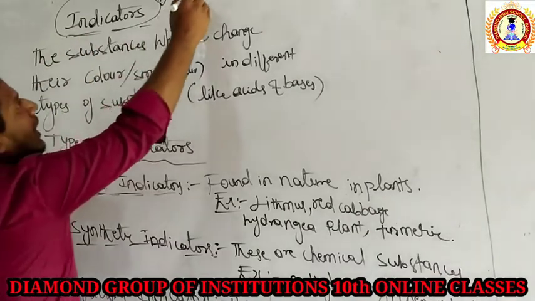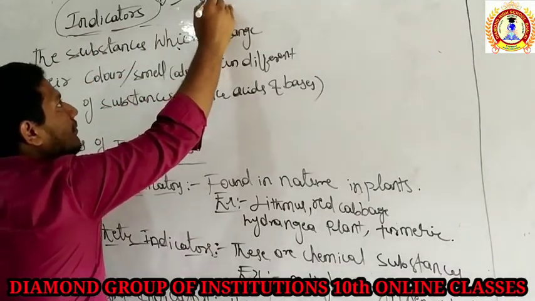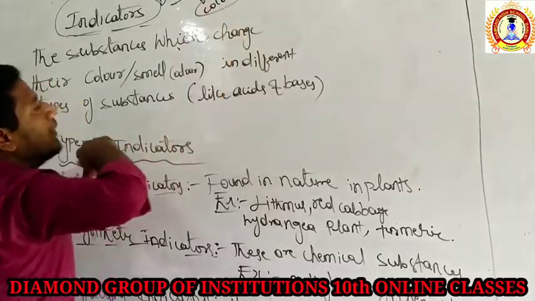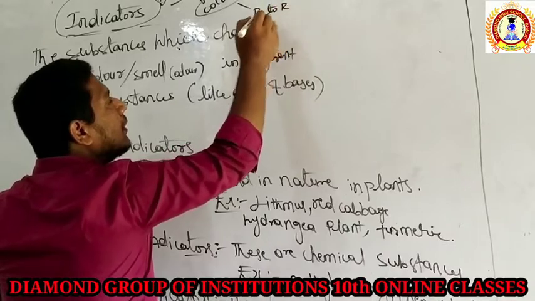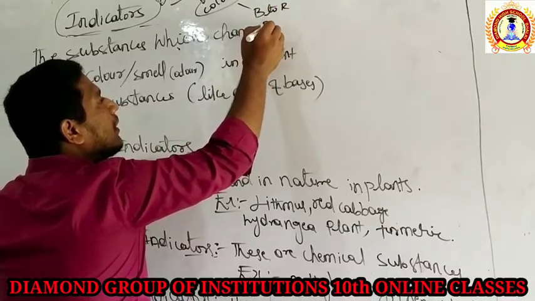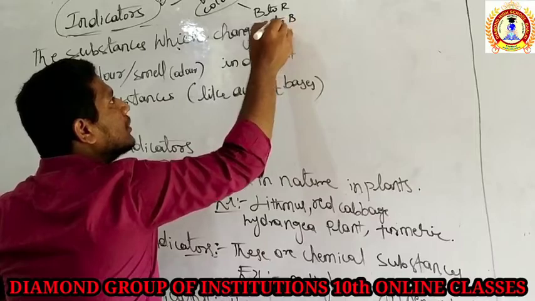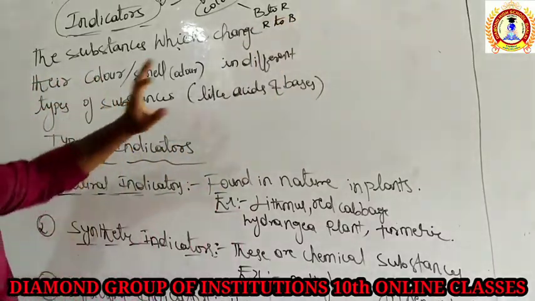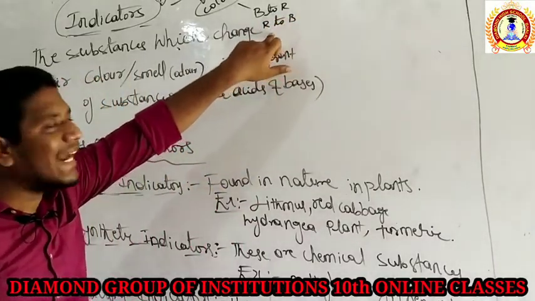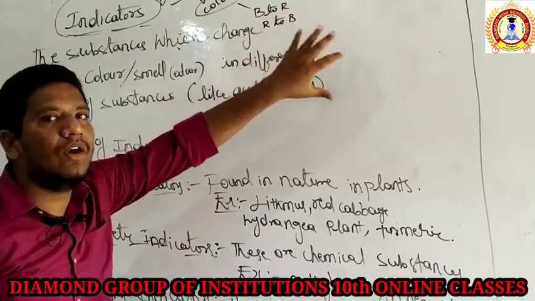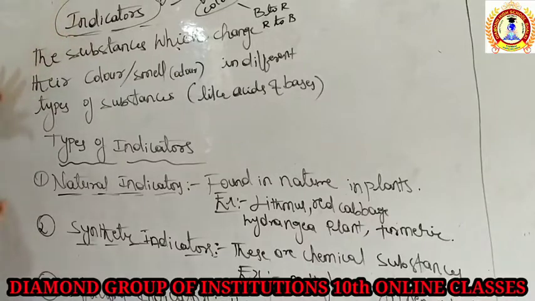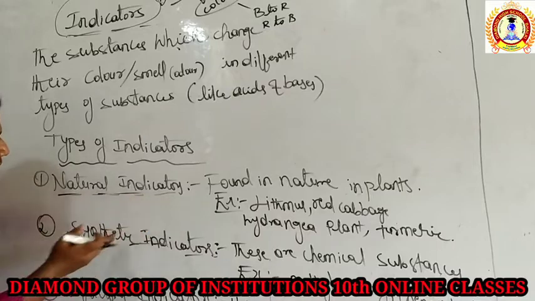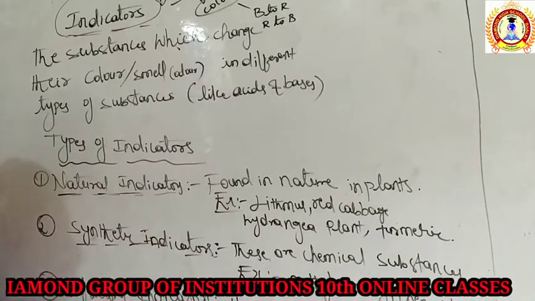What is the litmus doing? Litmus is changing its color. In acid the litmus changes from blue to red, but in base the litmus changes from red to blue. Means it is changing the color and detecting whether the given substance is acid or base. So those kinds of substances are known as indicators. Again, there are three types of indicators: natural indicators, synthetic indicators and olfactory indicators.